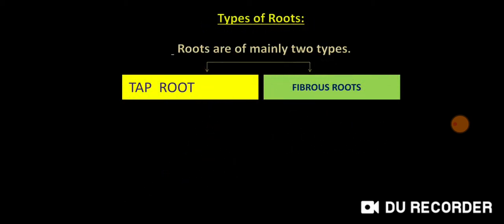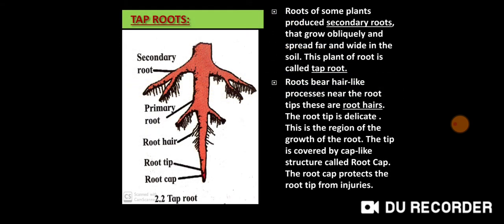There are two types of roots. First is the taproot and second is fibrous roots. First we see the taproots. This is the structure of taproots. The roots of some plants produce secondary roots that grow obliquely and spread far and wide in the soil. This type of root is called the taproot. Taproot is the main root of plants.